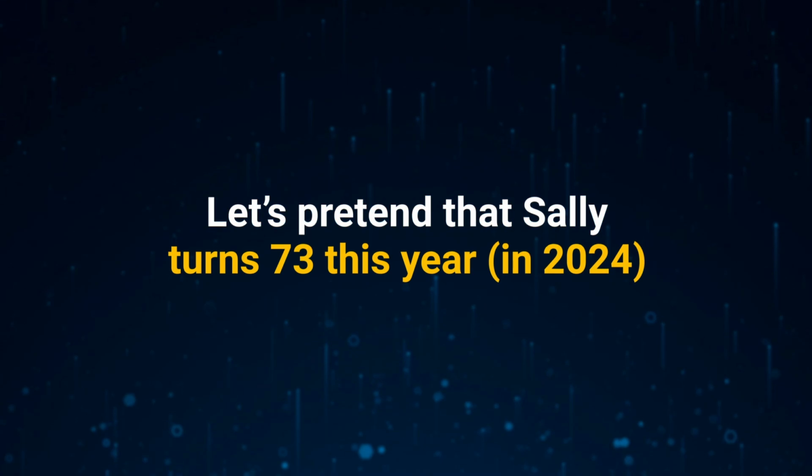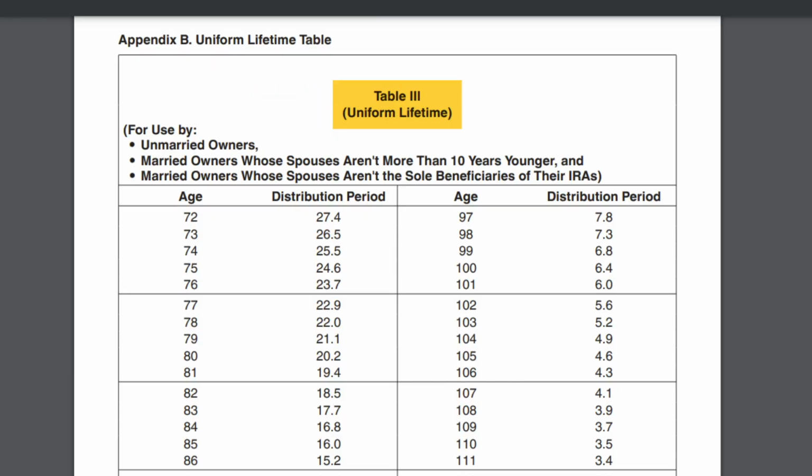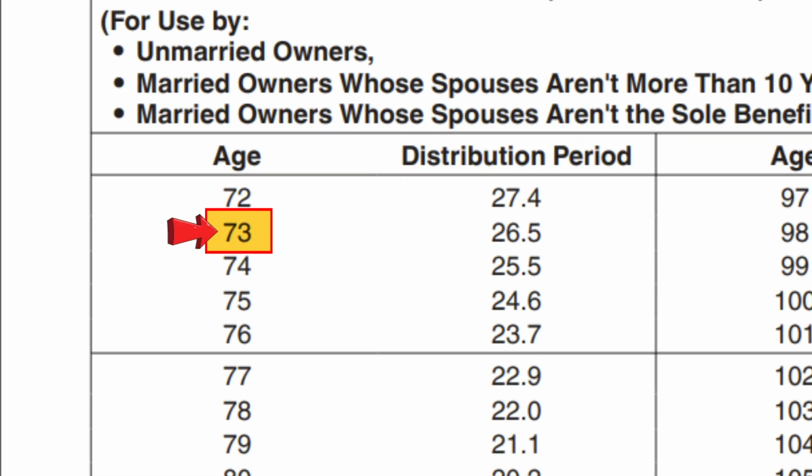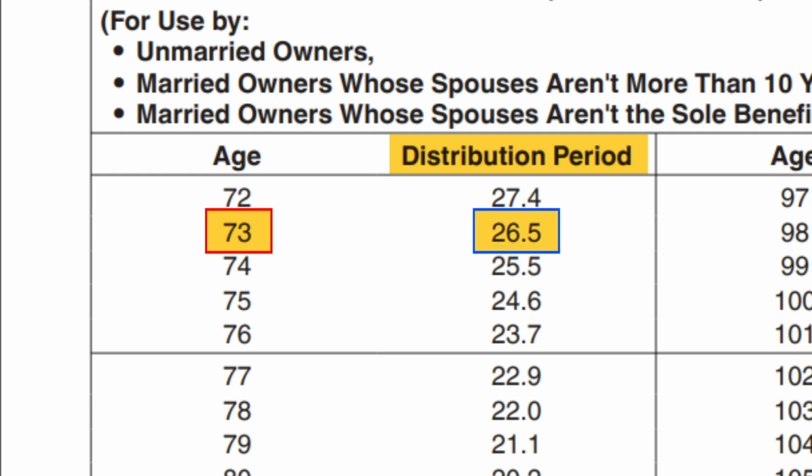So let me walk you through how to use this table. And because quite a few of you have told us that you like real-life examples from our community, we're actually going to use a real-life example for this walkthrough, a Diamond NestEgg member who we'll call Sally. Let's pretend that Sally turns 73 this year, in 2024, meaning this is the first year she will have to take an RMD. So from this IRS table here, we would look for age 73 and the corresponding distribution period, the life expectancy factor, which in this example is this 26.5 here.